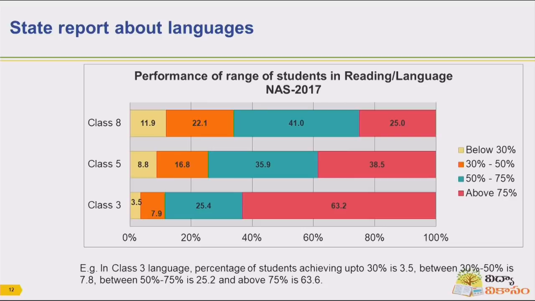In class 3, the students performing above 75 are 63%, but when you go forward to class 8 it is only 25%. So the students performing above 75 are very few in 8th class. That means in 8th class more students are falling in the lower range. Lower range, right. So to improve that we have to do some interventions. We will discuss it in the intervention slide.